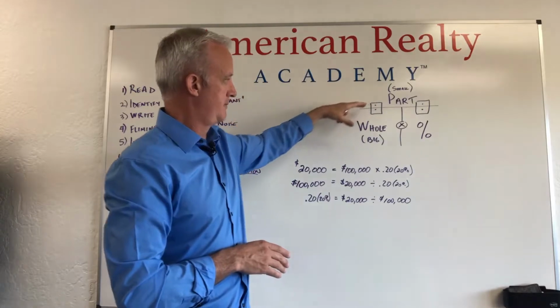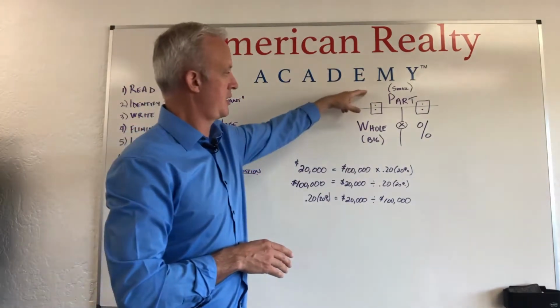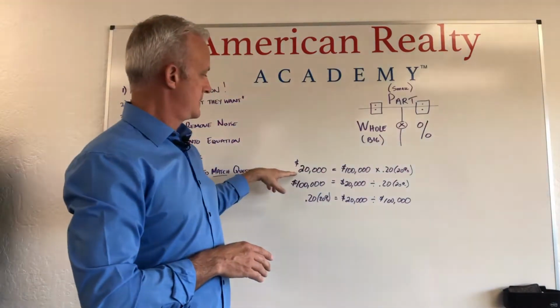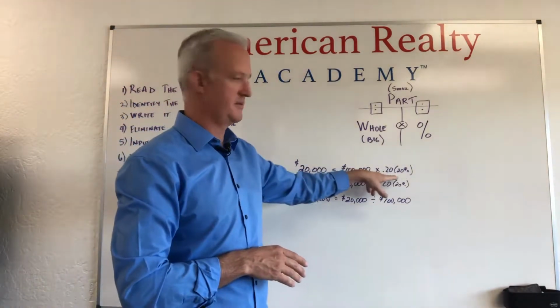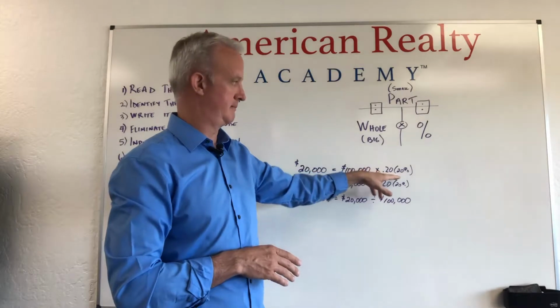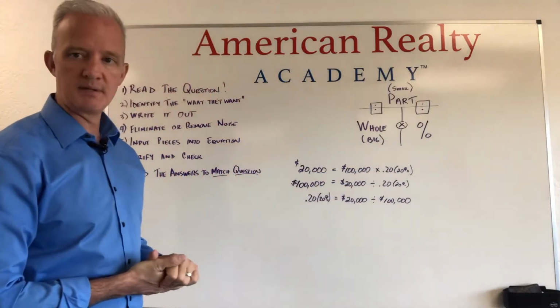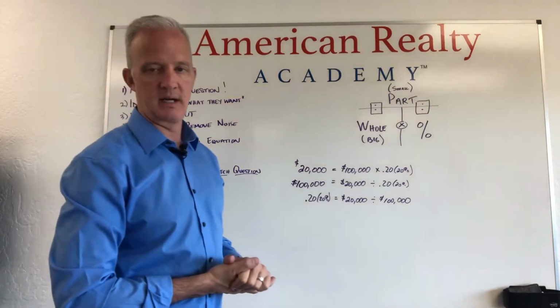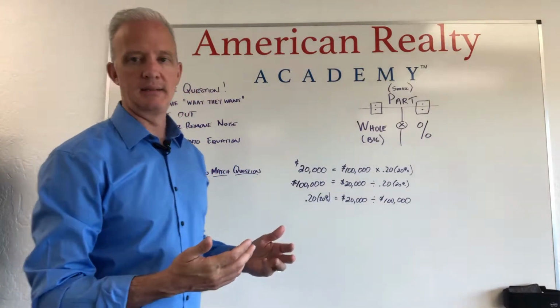The small number divided by the big number. The part divided by the whole, we're going to get a percentage. Small number, big number gives us 0.20 or 20%. So you got a 20% commission if you earned $20,000 on a $100,000 house. Now that's unlikely, I get it.